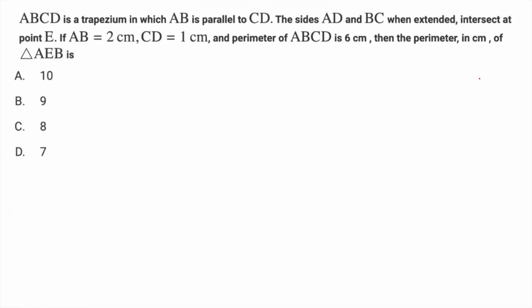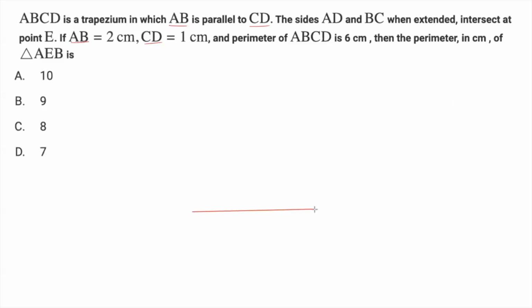So this brings me to the fourth question. ABCD is a trapezium in which AB is parallel to CD. The sides AD and BC extended intersect at E. AB is 2 centimeters and CD is 1. Given that AB and CD are parallel to each other and AB is 2 and CD is 1, so AB is naturally greater.